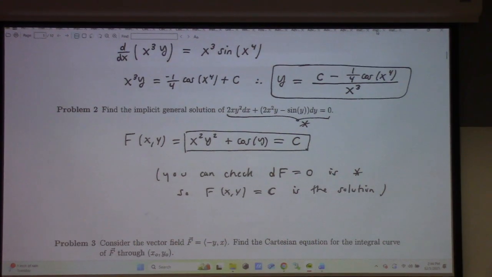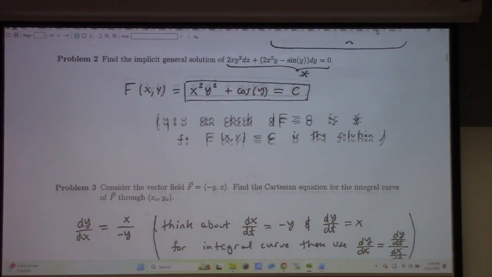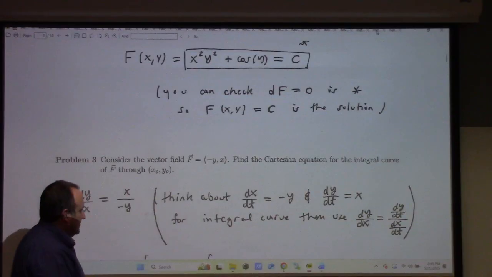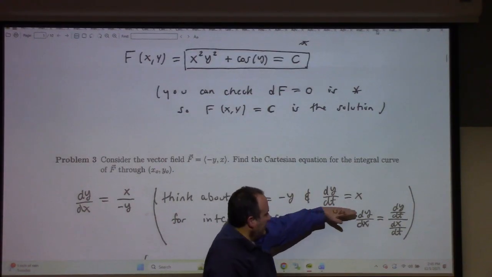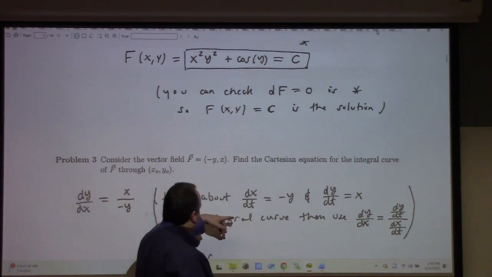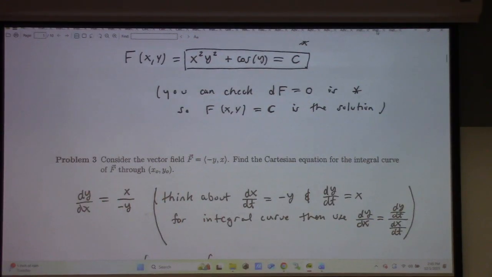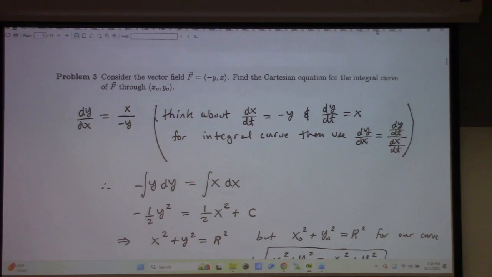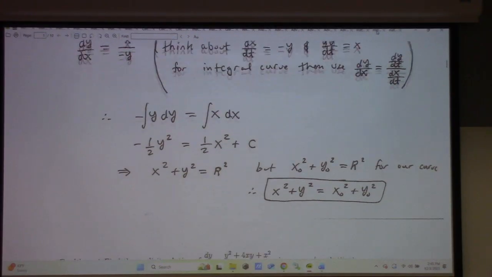Next problem. Vector field (-y, x), find the Cartesian equation for the integral curve. This is the one where we solved dy/dx equals q over p, for the vector field (p, q). So we do that. This would be the basic integral curve equations, and then if I cancel the dt's, it just leaves me with, in this case, x over y. I think the answers are circles. Yeah. All right, let's move on here.